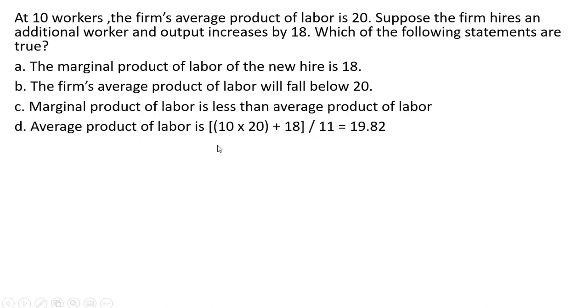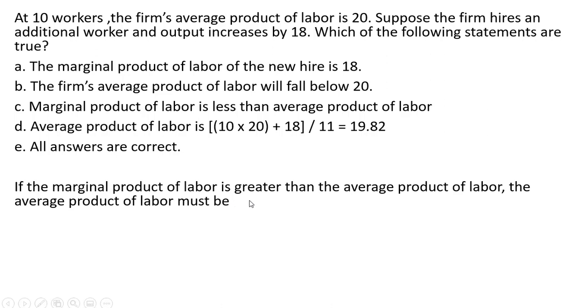The average product of labor is, so we're going to get the total output. So the total output is going to be 10 workers times 20, plus we hire an additional worker that produces 18. So 218 divided by 11, we get the average product of labor. So all answers are correct.